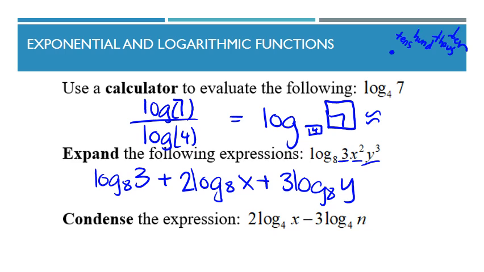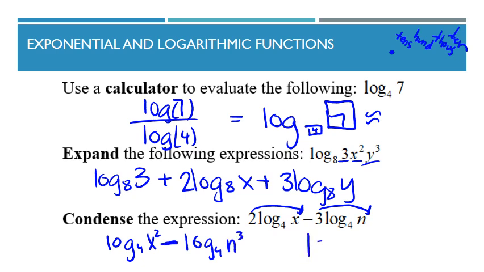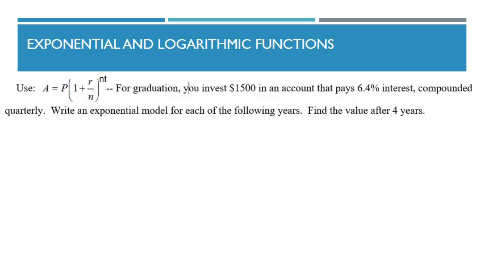Okay, condensing, let's do the reverse. So now numbers out front become exponents. So I'm going to write that first. I'm going to show a few steps. Log base 4 of x squared minus log base 4 of n cubed. Subtracting becomes dividing. So I want 1 log base 4. What comes first is in the numerator. What comes second is in the denominator. So that would be my condensed expression.